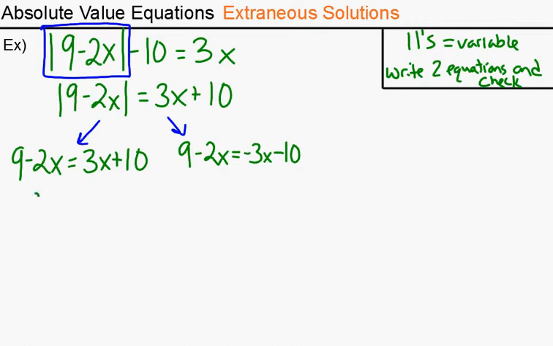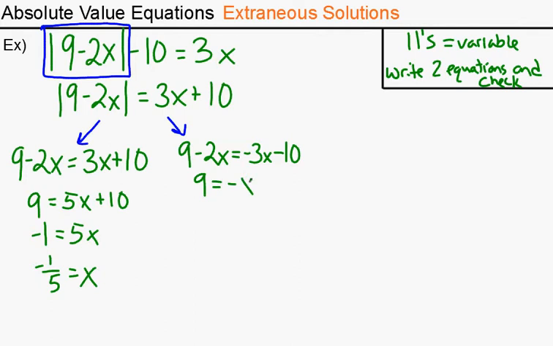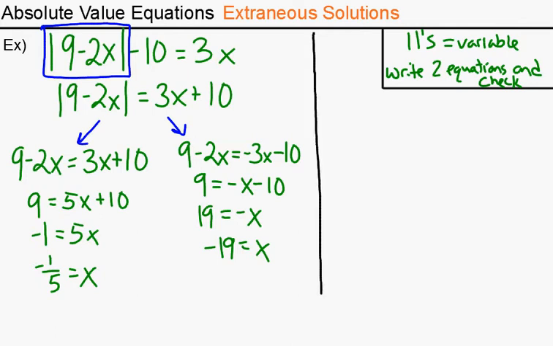So working on the left-hand side, if I add the 2x over, I get 5x. Subtract the 10, I get negative 1 equals 5x. Divide by the 5, negative 1/5 equals x. And that's a possible solution. I have no guarantee that it's actually a solution yet. I'm going to have to check it. Let me get my other possible solution. I'm going to add the 2x over. I get negative x minus 10. Add the 10 over. 19 equals negative x. So negative 19 equals x. Again, it is a possible solution, but I don't know anything until I check them.